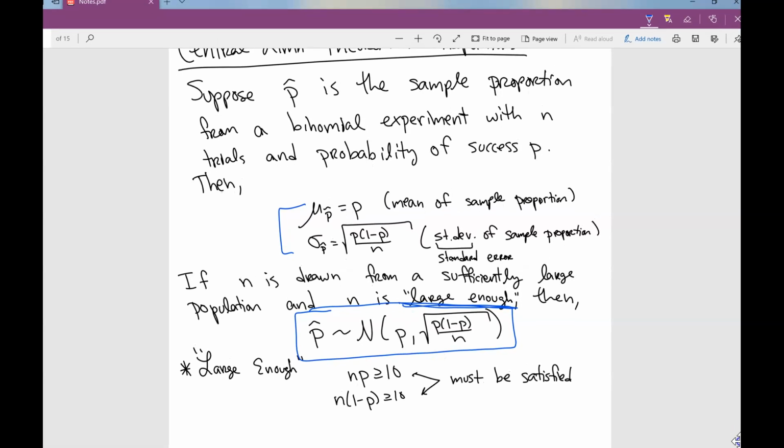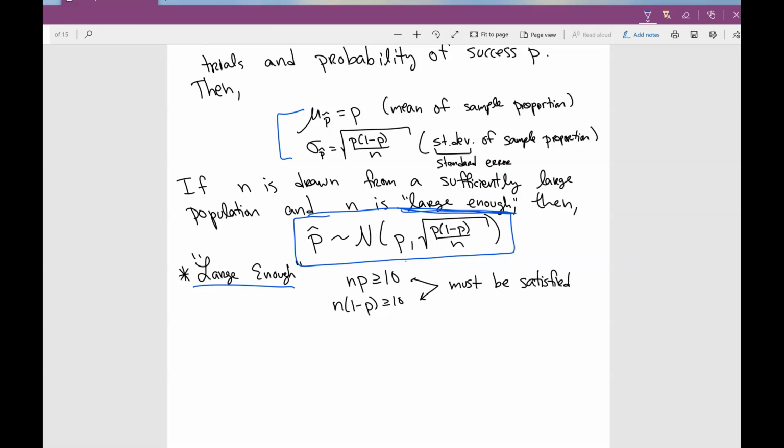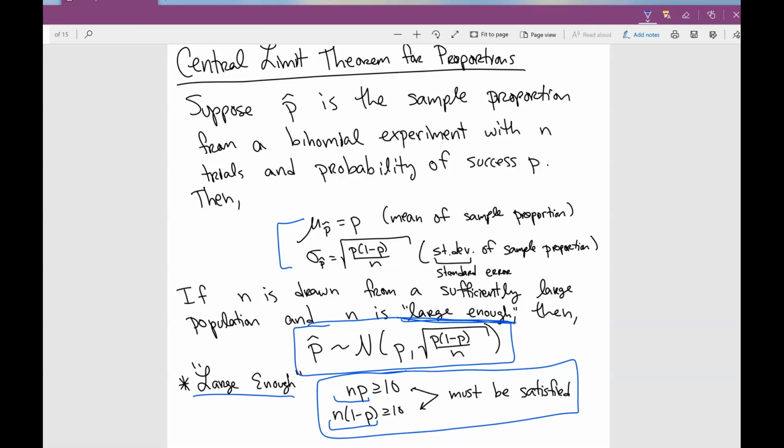Now, what does large enough really mean? This is really important, and it's what you need to be able to check all the time. We need to make sure that np is greater than or equal to 10 and n(1 minus p) is also greater than or equal to 10. This means that the number of successes is at least 10 and the number of failures is also at least 10. As long as this holds, we get something that's normally distributed. If it's not satisfied, this is not true, and we get what we saw a little while ago, where it was kind of skewed. This is a really important theorem, and we're going to do a couple of examples using this theorem and the sampling distribution.